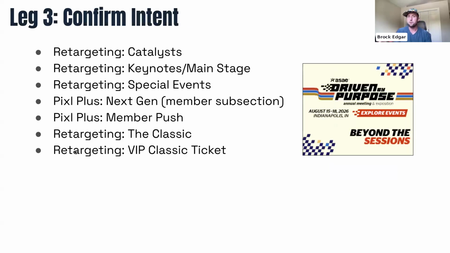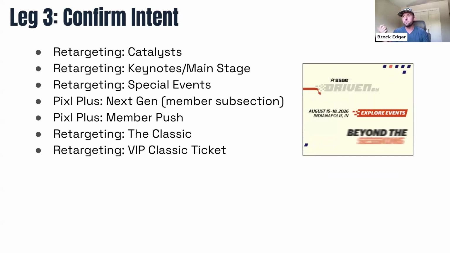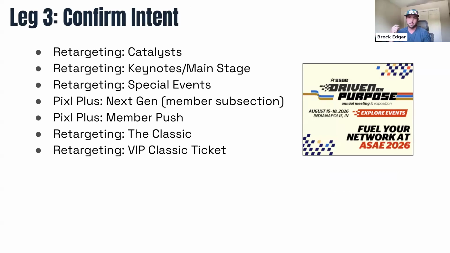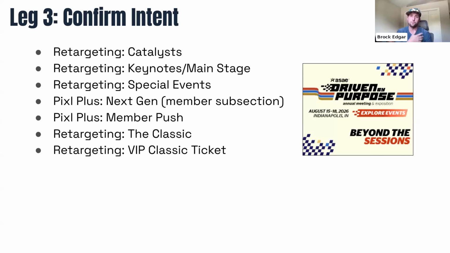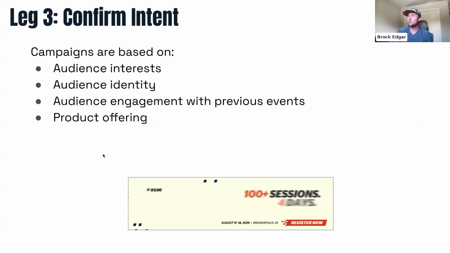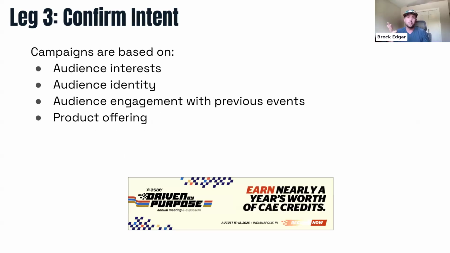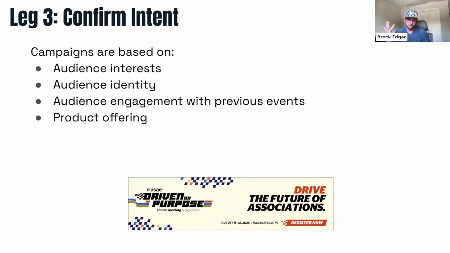The next leg is the most complex, but it really just breaks down into a few themes as well. So they had some retargeting campaigns based off of different interests or past behaviors. They had some Pixel Plus campaigns targeting members, and then they had some additional retargeting campaigns with other topical ads, which are like other events that are happening in conjunction with the main ASAE annual meeting. So when we're looking at the themes for this one, we're looking at audience interests, audience identity, their engagement with your previous events, and the product offering that you want to showcase in a specific campaign.